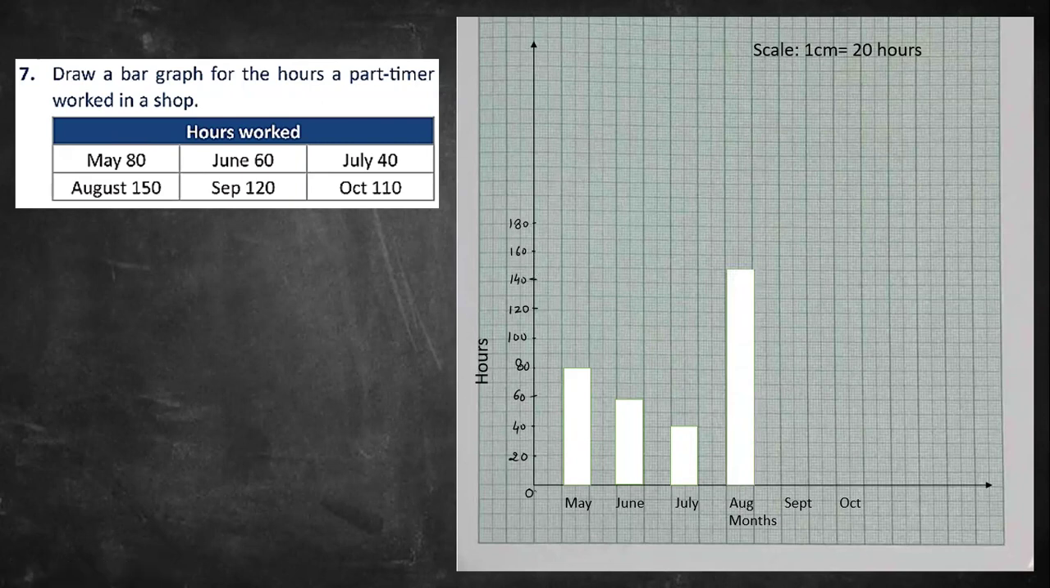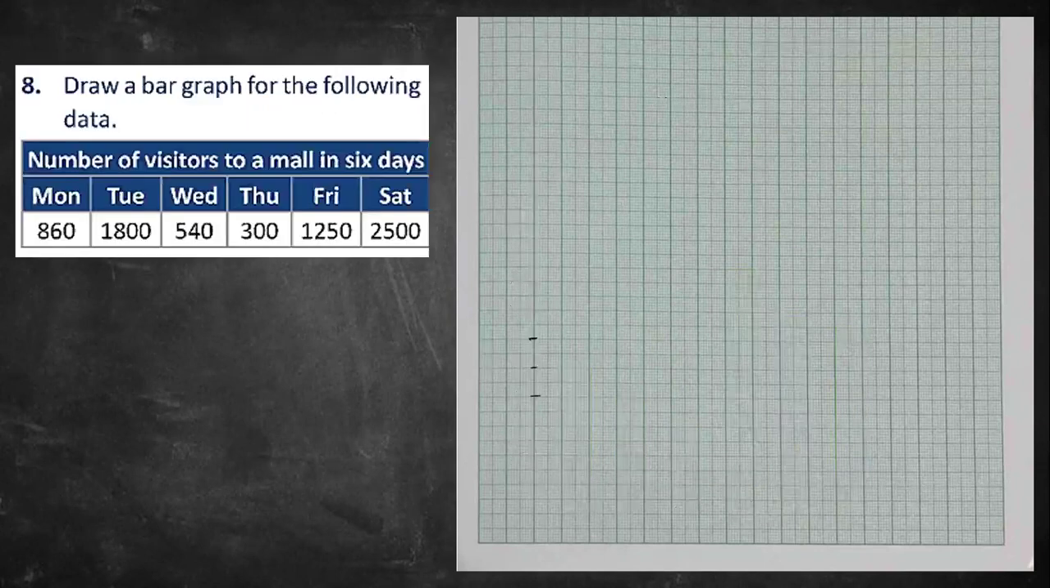September 120. So this one point is 120. Right. So we'll draw this 120. Next, October 110. 110 will come between 100 and 120. This one. Okay. So yes, you can see we have drawn. Right. Now what is the last thing left? Labeling the whole graph. So here it is hours worked. So like this we have labeled the whole graph. Now let's move to the next question.